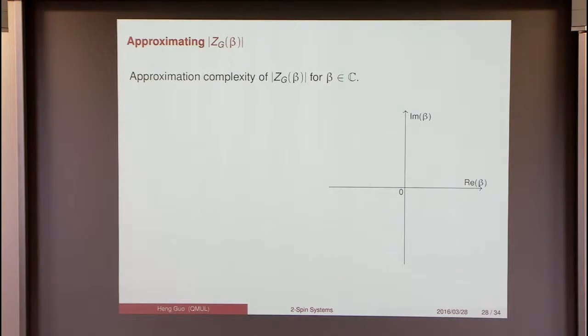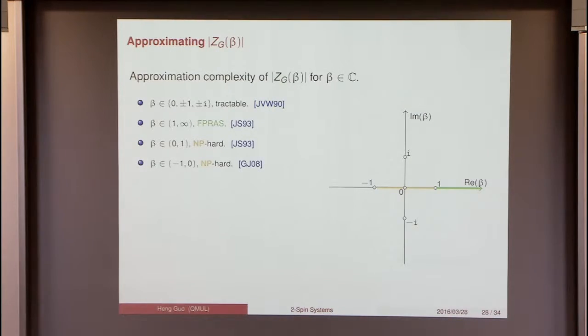So here is a complex plane. And first, we have this tractable result due to a result a long time ago. We have these 5 points, 0 and plus minus 1, plus minus i, which are tractable. And the Glauber/Sinclair chain told us we have an FPRAS if beta is larger than 1. And in the same paper, they showed that the problem is NP-hard if beta is between 0 and 1. And later on, Goldberg and Jerrum showed that if beta is less than 0 but larger than minus 1, the problem is still NP-hard.